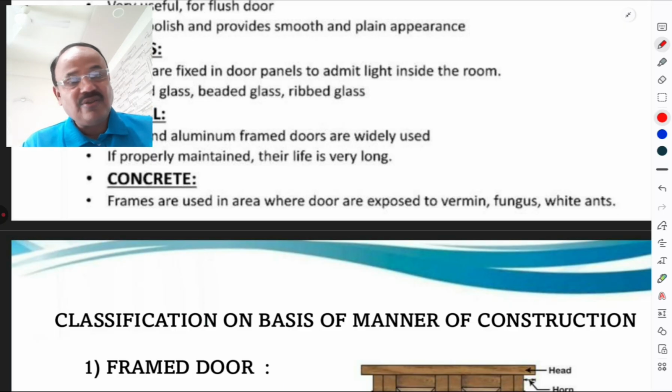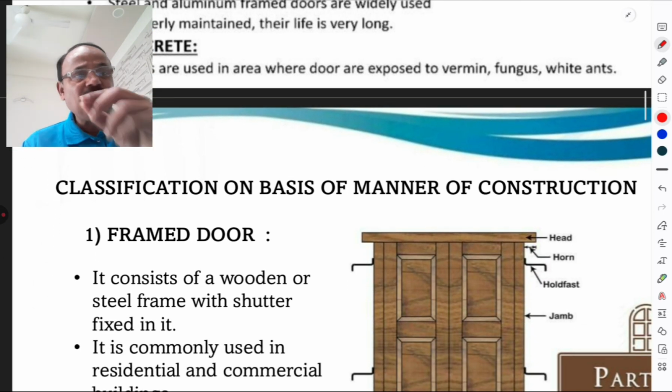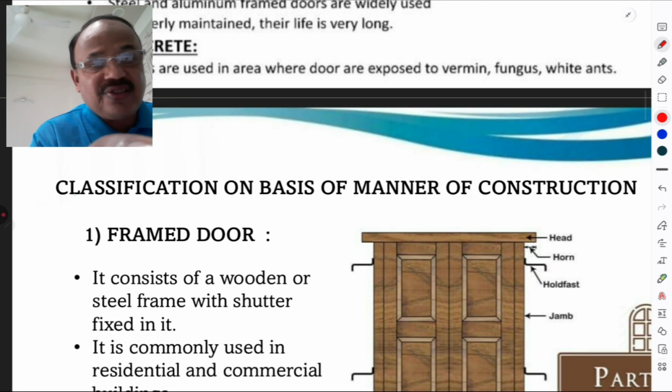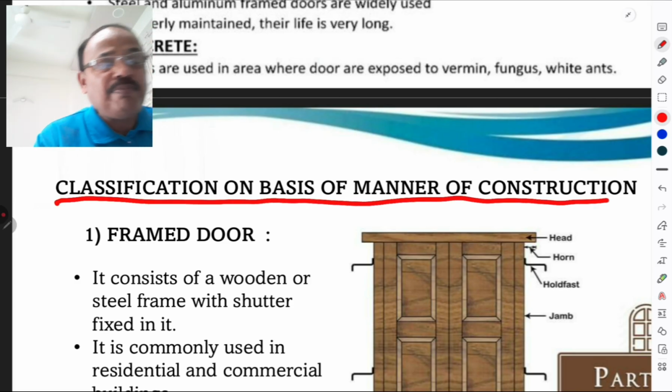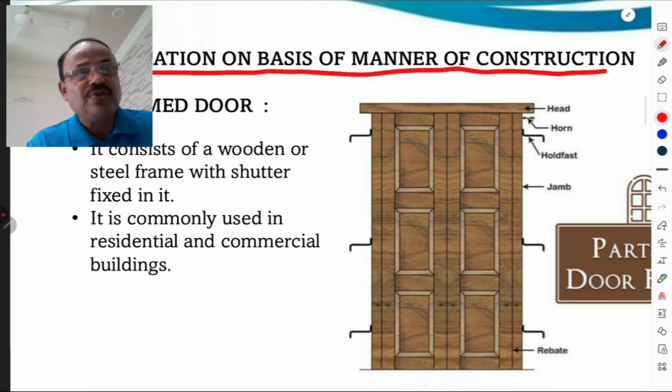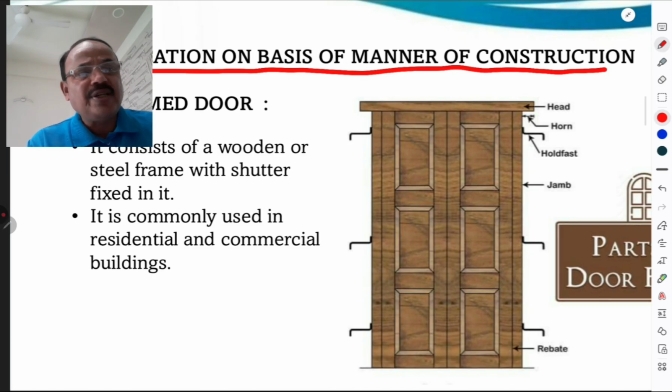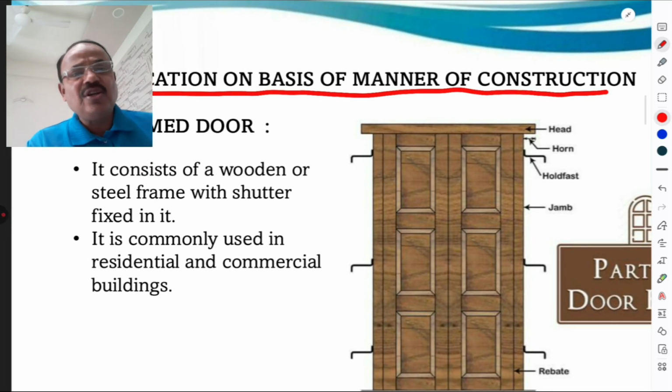One must remember this. Then classification on the basis of manner of construction. That is very important. Classification of doors on the basis of manner of construction. Framed doors. This is the most commonly used type of door. It consists of a wooden or steel frame with a shutter fixed in it. It is commonly used in residential and commercial buildings.